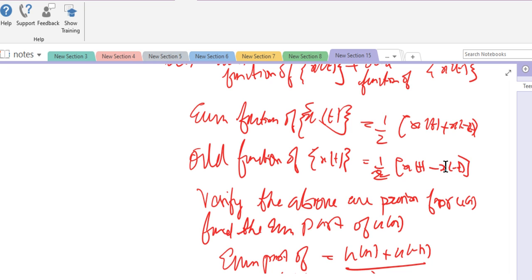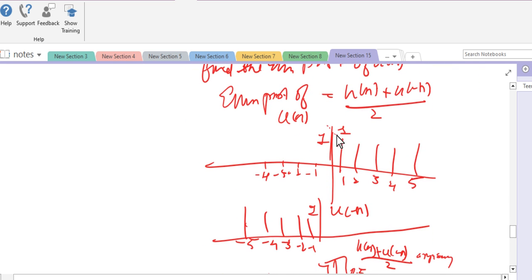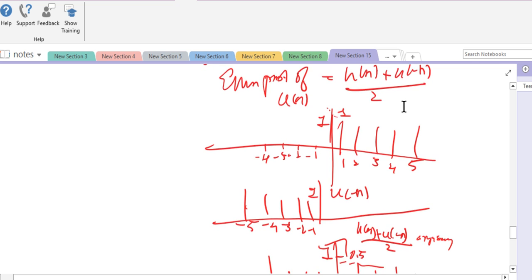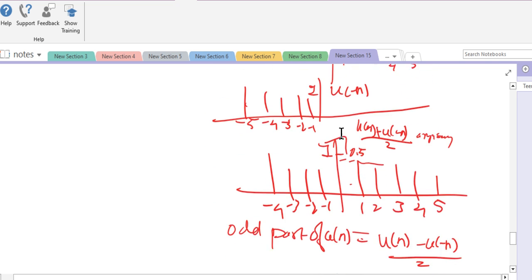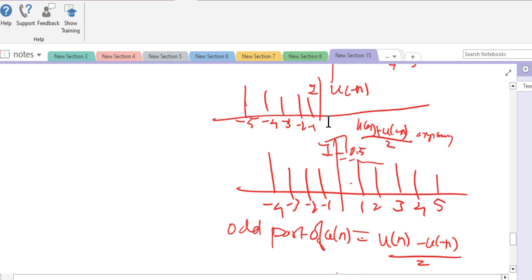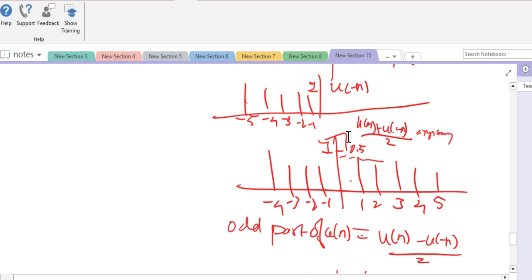For u of n, find the given part: even part of u of n is u of n plus u of minus n, divided by 2. It's a graph of u of n. So minus 5, minus 4, minus 3, minus 2. It's the graph.